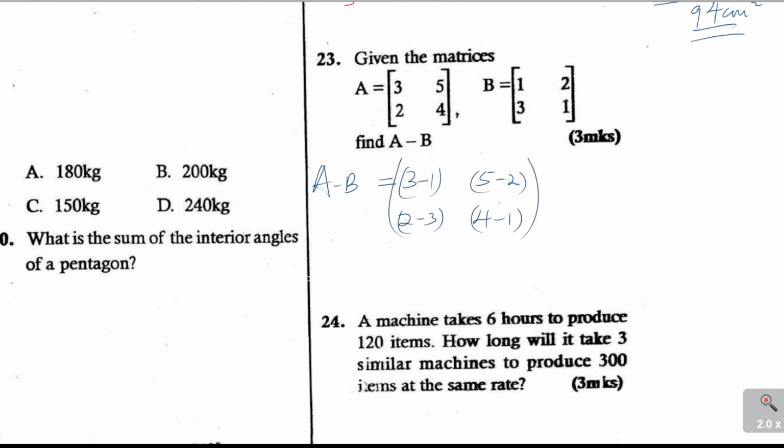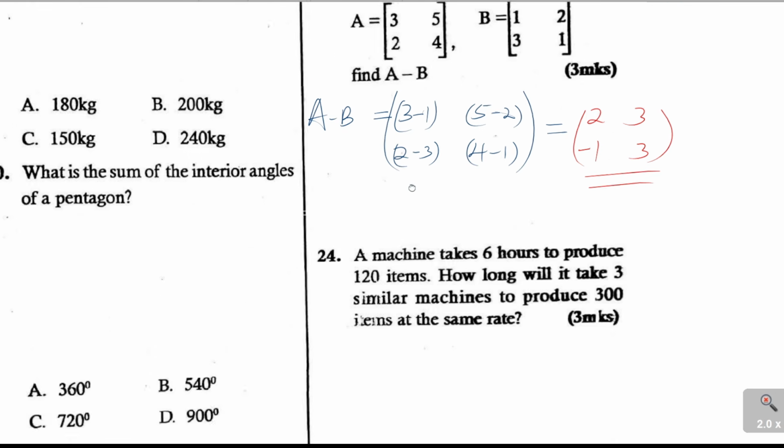So this is what is going to give the matrix. When you subtract 3 subtract 1 is 2. 5 subtract 2 is 3. 2 subtract 3 is -1. 4 subtract 1 is 3. So the matrix that you need to have, A subtract B, is given by 2, 3, -1, 3.